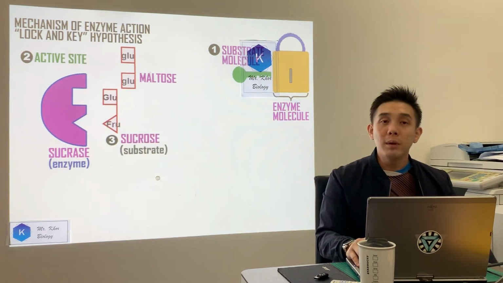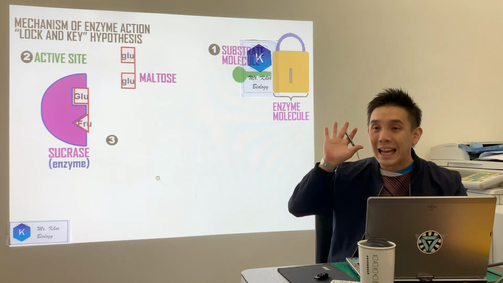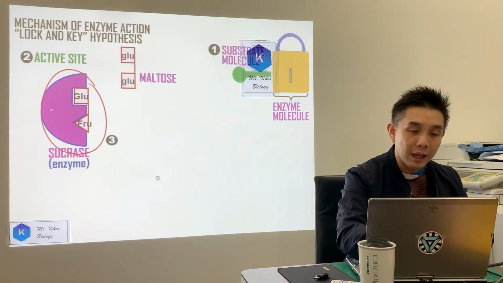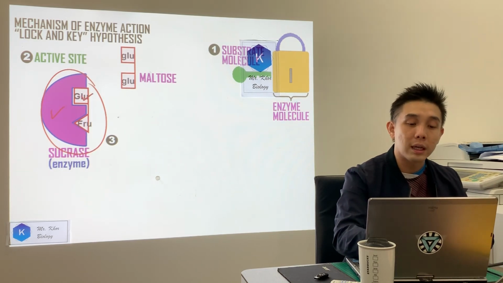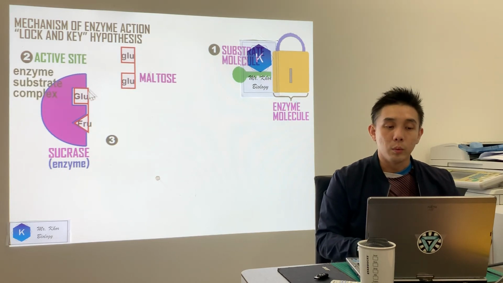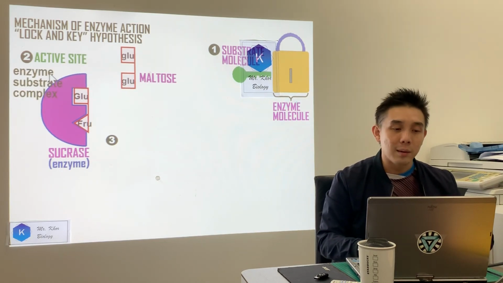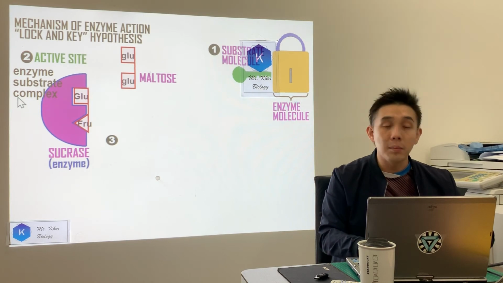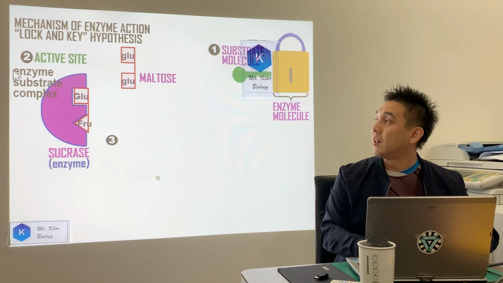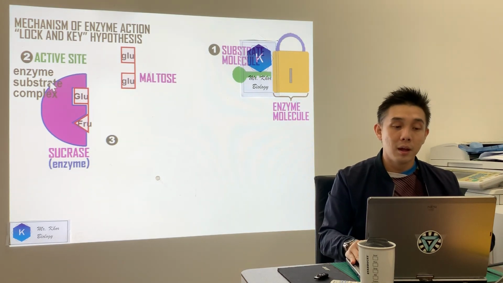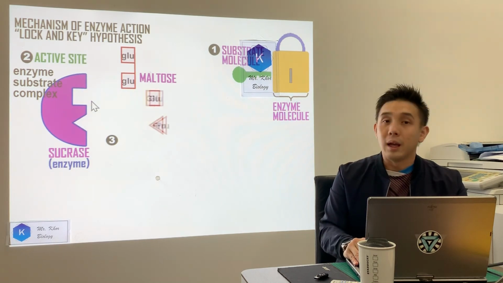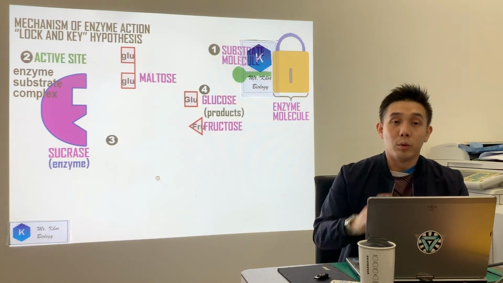Now, guys, the moment a substrate enters the enzyme, we call this whole thing an enzyme substrate complex. Dalam BM complex enzyme substrate. Reaction takes place, and now products are formed.